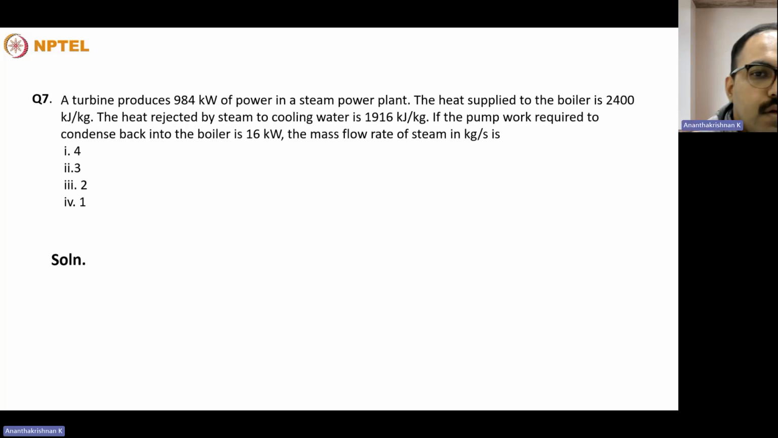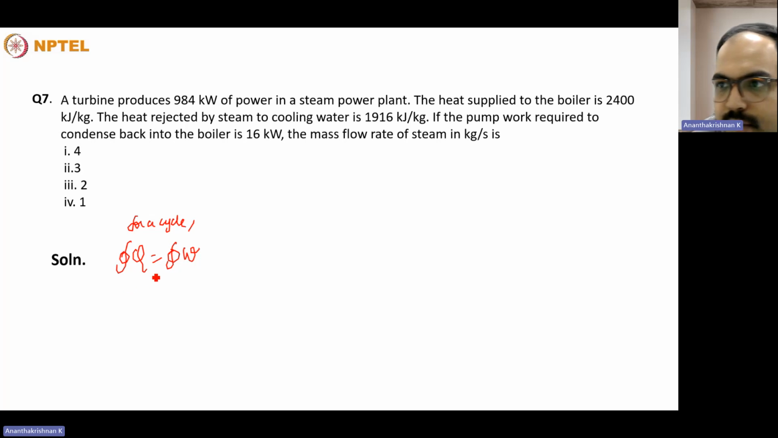It's a straightforward problem. We need to calculate the mass flow rate of the steam. So for a cycle, the net heat output, the cyclic integral of Q for a cycle, will be the same as the cyclic integral of W for a cycle. That means the heat supplied minus heat rejected is the same as work done in the turbine minus work done in the pump.